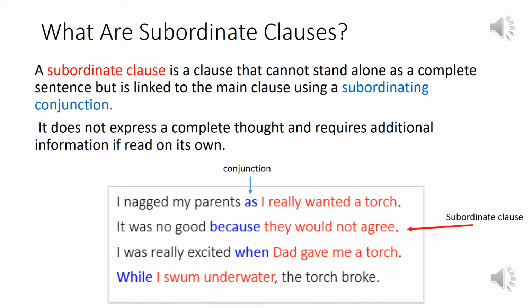Third sentence: I was really excited when Dad gave me a torch. That sort of tells you when it happens, so obviously the conjunction is when. I was really excited when Dad gave me a torch. And your fourth sentence: while I swam underwater, the torch broke. Now you can see in this fourth sentence, we've got the subordinating clause and the conjunction at the beginning of the sentence, and it still makes sense. If I was using the subordinating conjunction and the clause at the end of the sentence, it would still make sense. The torch broke while I swam underwater.